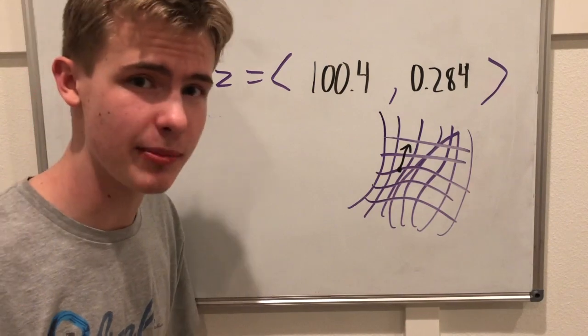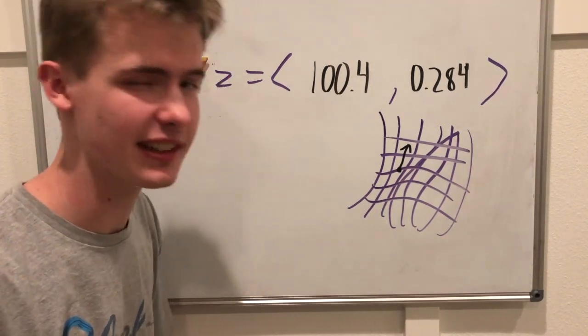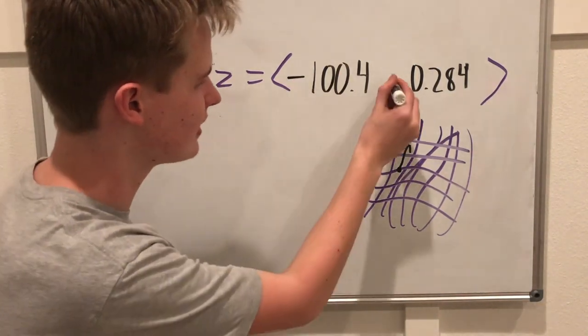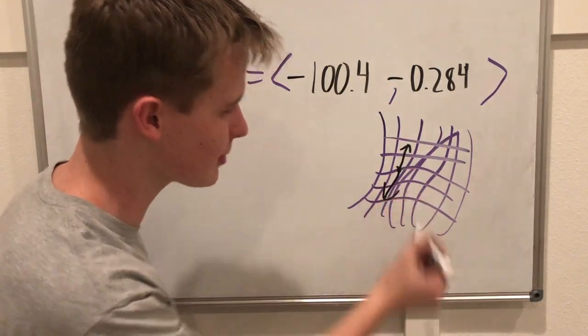But what if you're skiing down the mountain and you want the vector of steepest descent? It's pretty easy to find out. All you have to do is multiply each term by -1. There you go. Now we have a vector going this way.